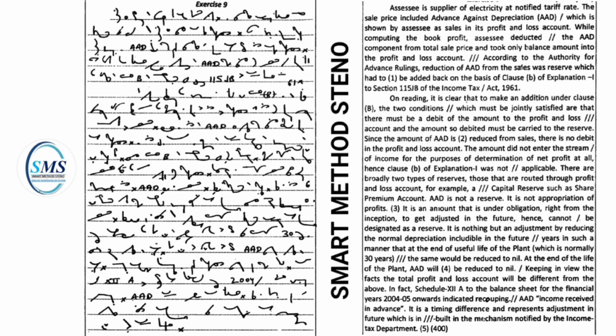In fact, Schedule 12A to the balance sheet for the financial years 2004-05 onwards indicated recouping AAD income received in advance. It is a timing difference and represents adjustment in future which is inbuilt in the mechanism notified by the Income Tax Department.